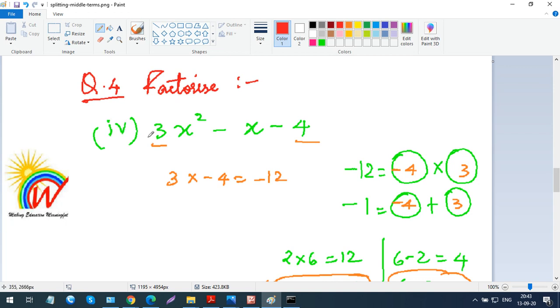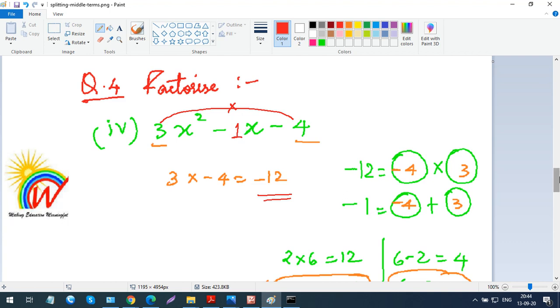Okay, so here you see 3x square minus x minus 4 is what is given. So as usual, I will multiply the 3 and the 4 first. When I multiply, I get 12. Actually, I get minus 12, isn't it? 3 into minus 4 is minus 12. So I am supposed to find two numbers to get minus 12. And here you see I have just got minus x, so that means the number attached to the x is 1. So I am supposed to get minus 1 over here.